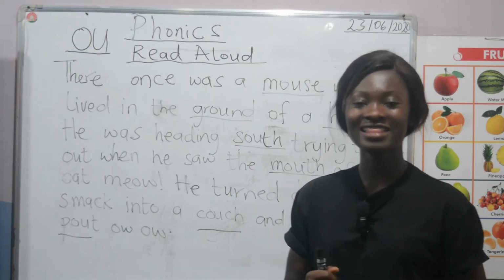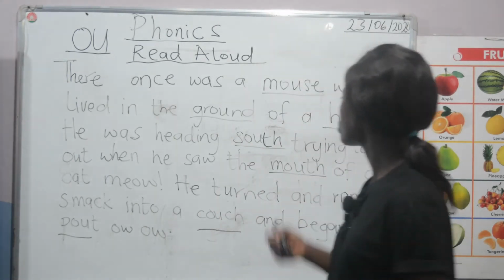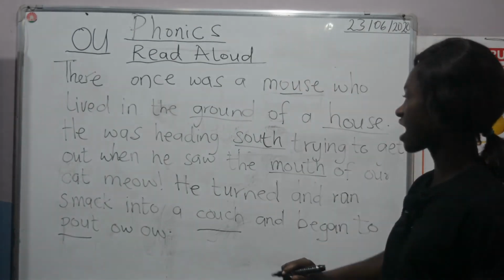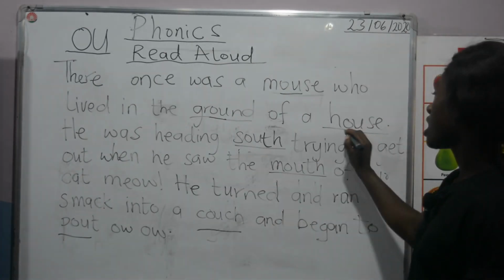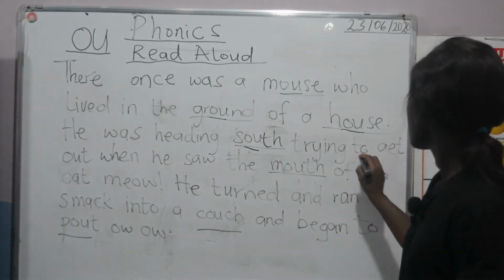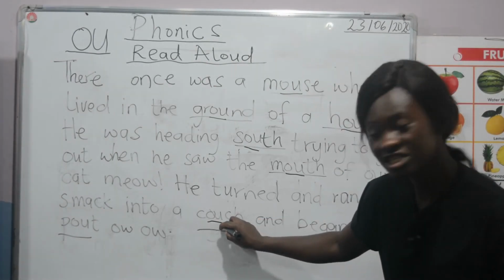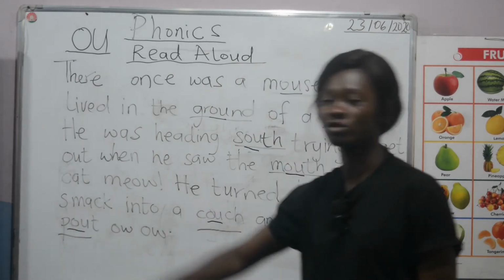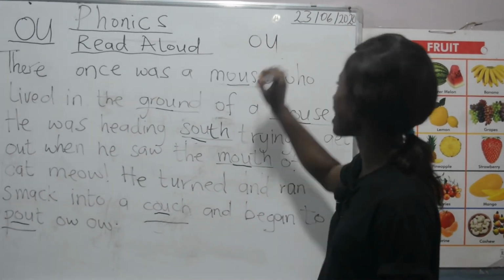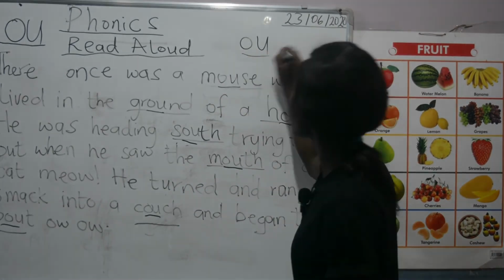Kids, we'll end the lesson here today. But before we go, let's look at the passage you just read. You saw that we had a lot of ow sound in them. We had mouse here, ground, house with the ow sound. We had south. We had mouse too. And then we had couch. And the last sound is pout. So, anytime you come across this sound as ow in a word, you break it down, you take your time, then you pronounce it correctly.